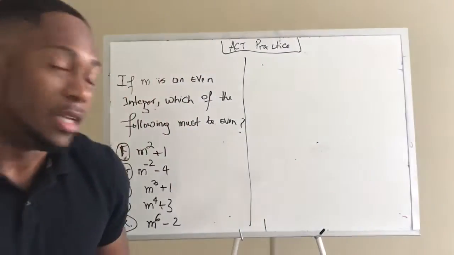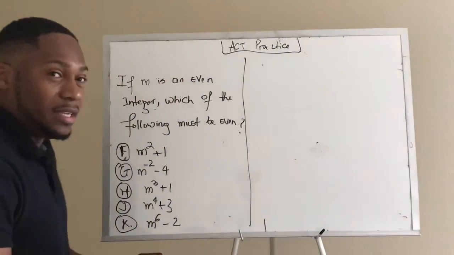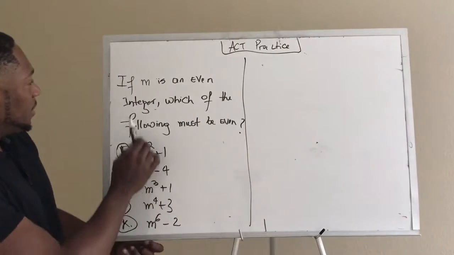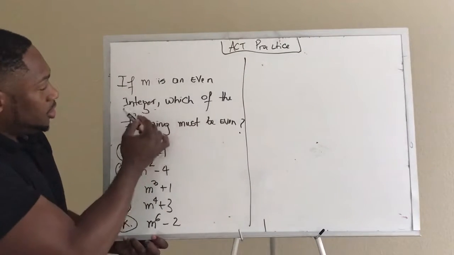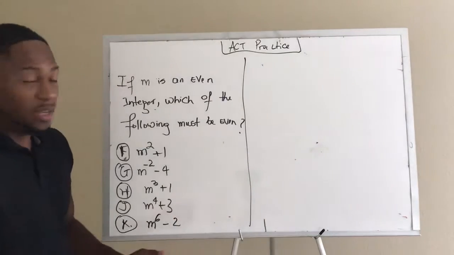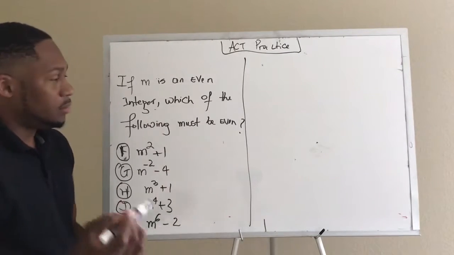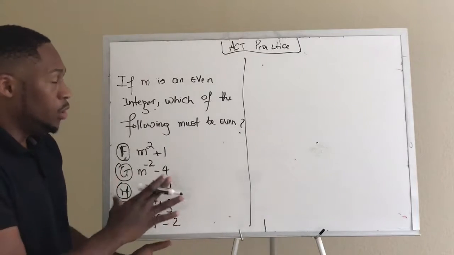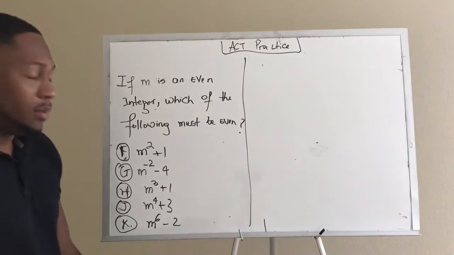All right, let's do something very simple. In this problem, they say if m is an even integer, which of the following must be even? Even numbers are like 2, 4, 6, 8. Odd numbers are 1, 3, 7, 21.